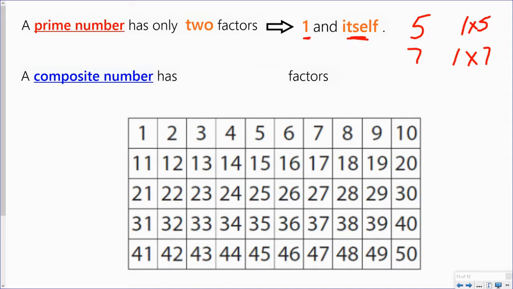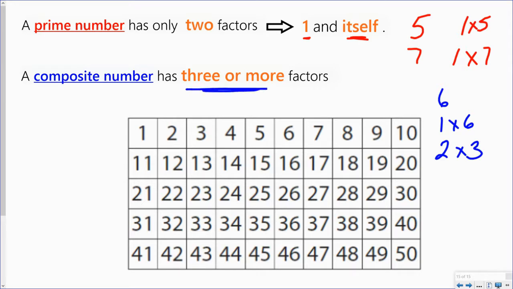A composite number is any number that has 3 or more factors. So for example, if we take 6, I can go 1 multiplied by 6, and then 2 multiplied by 3. So it has 3 or more factors.